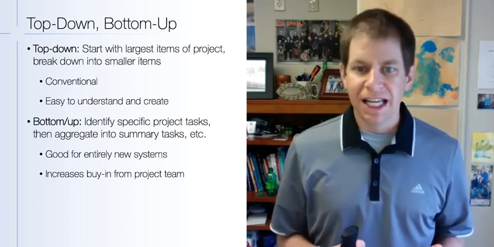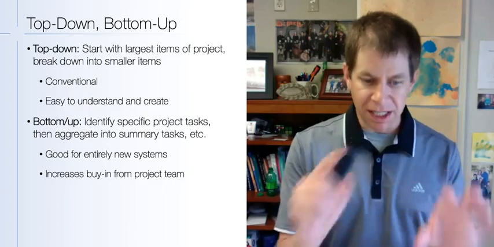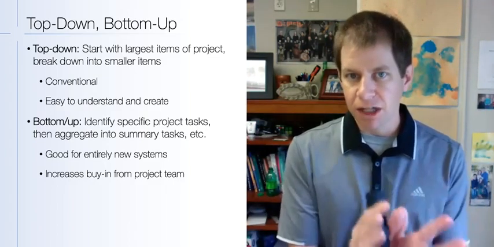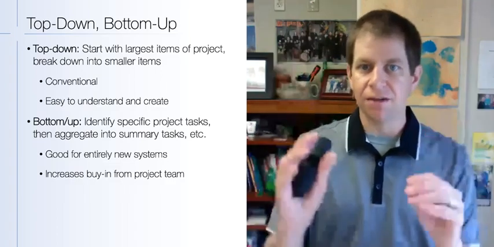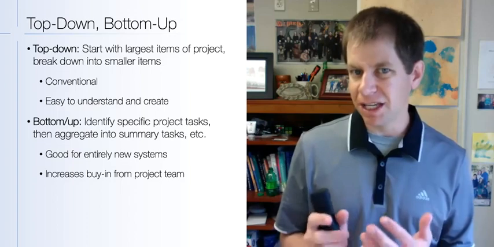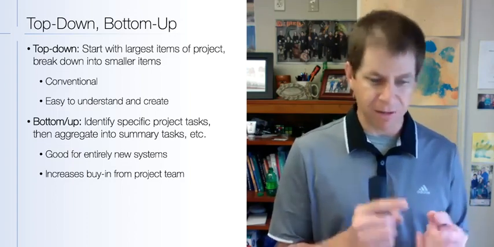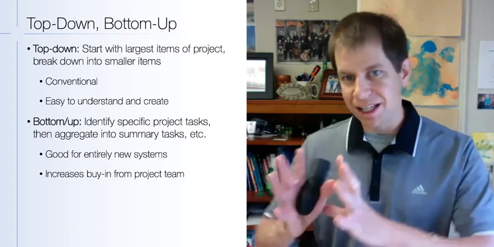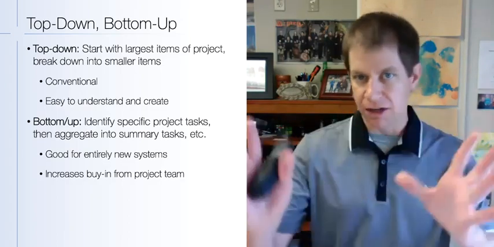The bottom-up approach is where you identify specific work that needs to be done and then build from the ground up. And you take the work items and put those together into an overall structure. This is good when there are entirely new systems. You're not quite sure what the end result is going to look like, but you know that it's going to involve this and this and this. And you can then take that and transform it into an entire work breakdown structure.